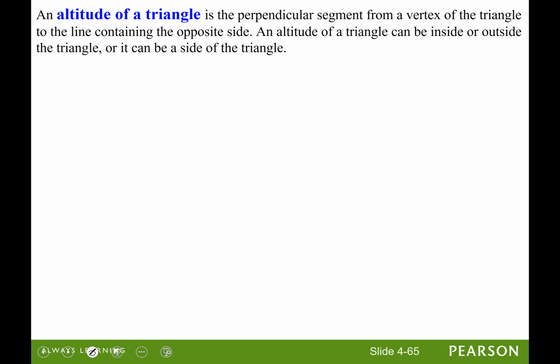The altitude of a triangle is the perpendicular segment from a vertex of the triangle to the line containing the opposite side. An altitude of a triangle can be inside or on the outside of a triangle, or it could be an actual side of the triangle.